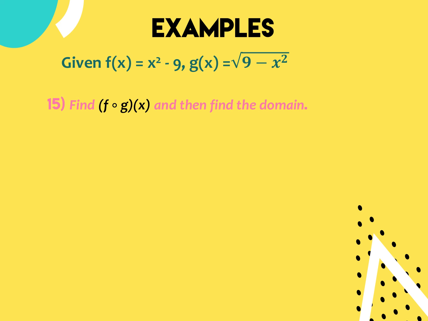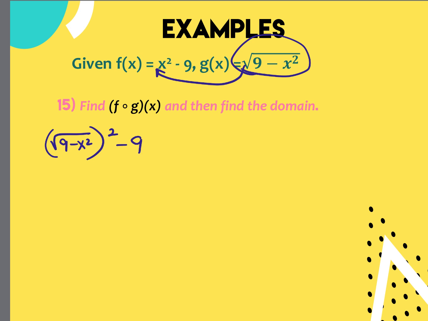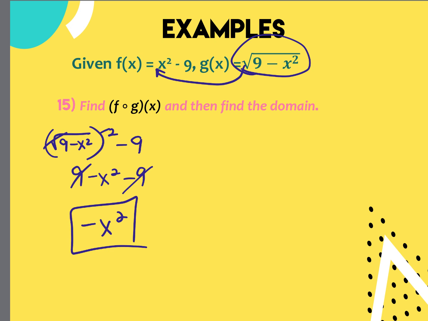So let's do the easy part first, right? Let's take the g and plug it in to the f. So I'd get the square root of 9 minus x squared, minus 9. What happens when you square a square root? It goes away, and I get 9 minus x squared minus 9. And then 9 minus 9 cancels out, and I'm left with negative x squared. So this is the end result of my combined function.